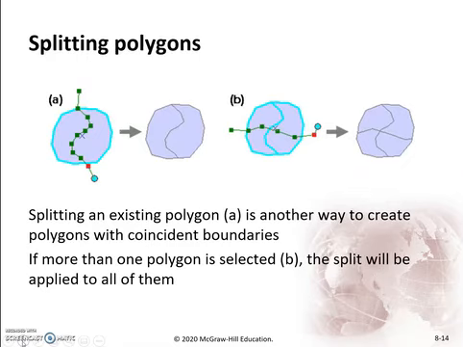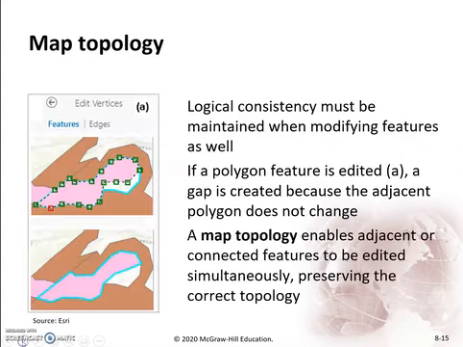Splitting an existing polygon, in the case of A and B, is another way to create polygons with coincident boundaries. If more than one polygon is selected, in the case of B, the split will be applied to all of them.